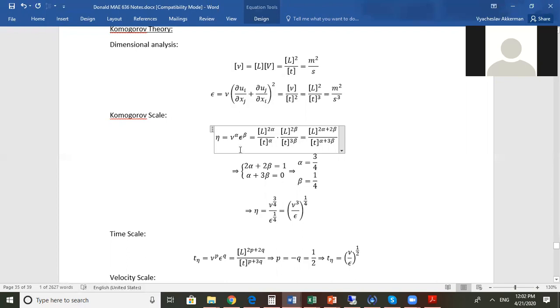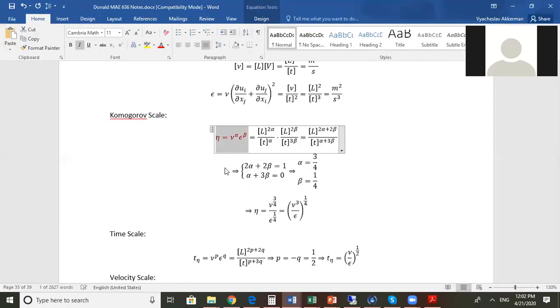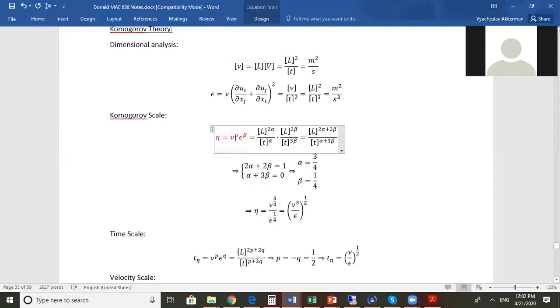Yeah. And then dimensional analysis. So let's do it like this. Let me look for my solution in the form like this: mu to the power alpha and epsilon to the power beta, where alpha and beta are some unknown coefficients that I want to find. And then we employ dimensional analysis.